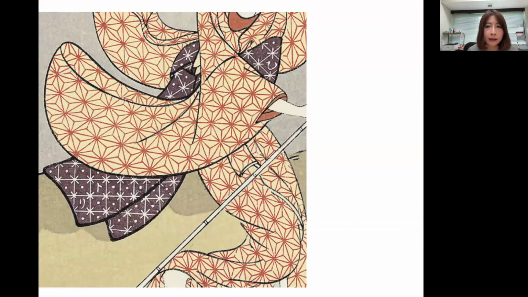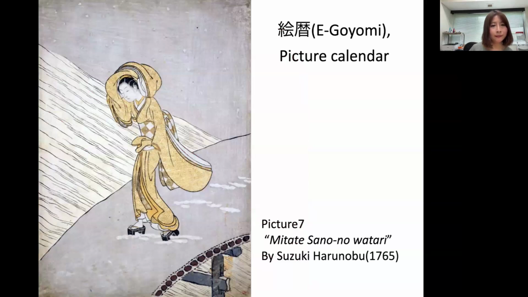Also here, I can use the pointer. The belt has some figures hidden in the patterns, tori or other kanji figures. The next, please. The next one is a bit more difficult.